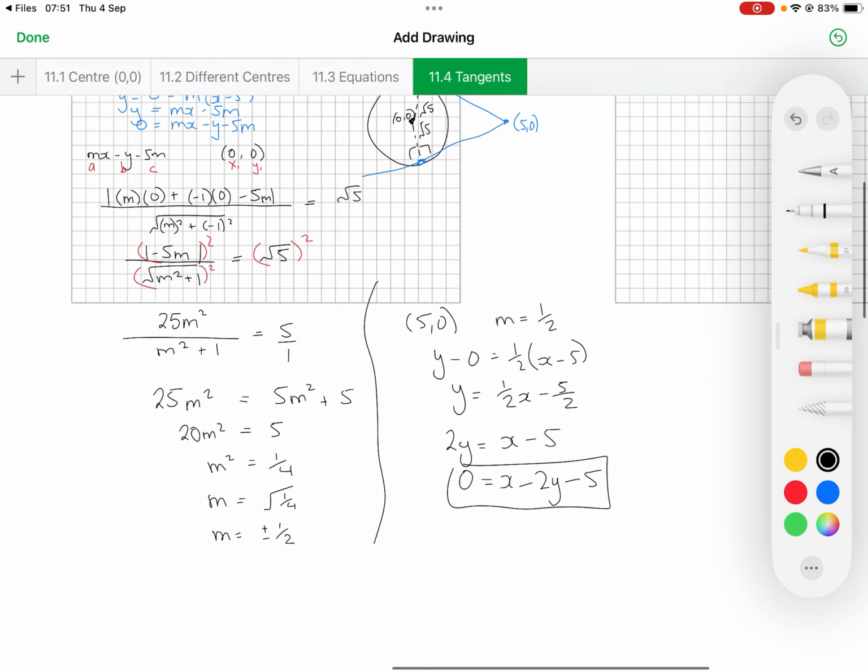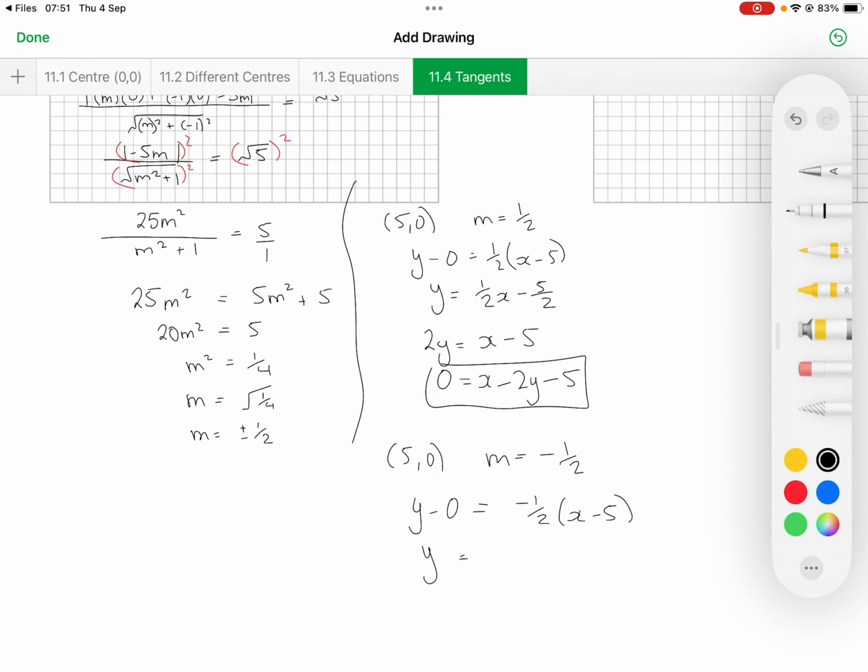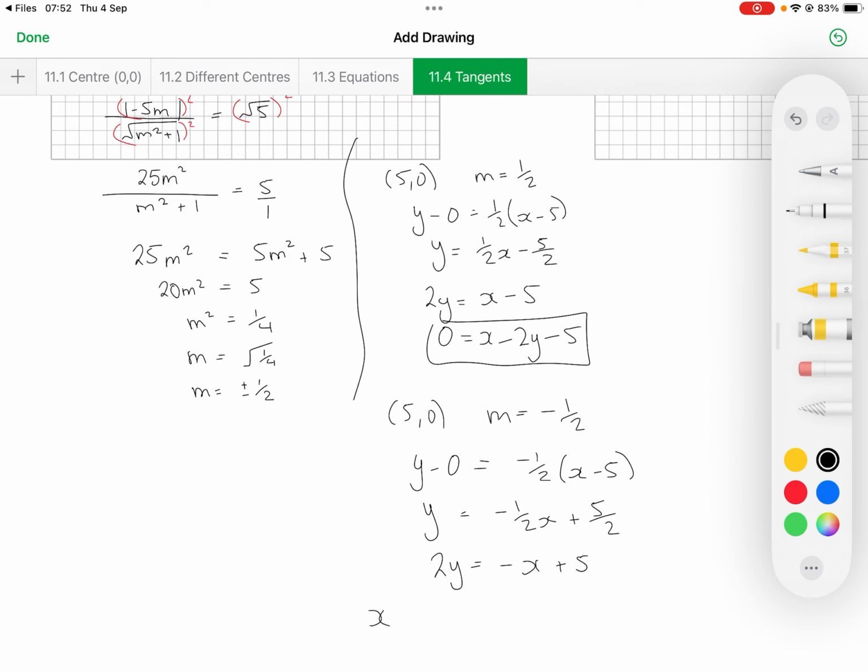And then the other one, we're going to use the same point, but we're going to use the minus a half slope. So y minus 0 equals minus a half (x minus 5). So y equals minus a half x plus 5 over 2. So we get 2y is equal to minus x plus 5. So if I bring the x across, x plus 2y minus 5 equals 0 is my other equation.